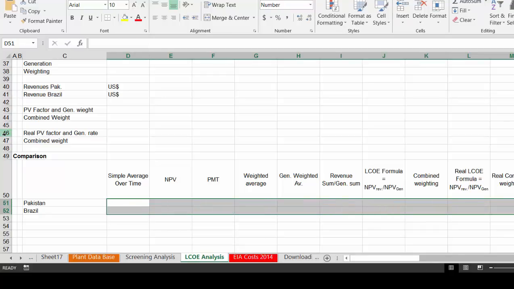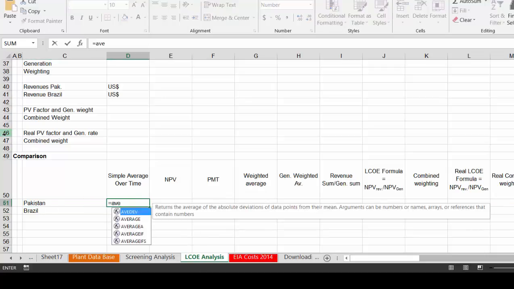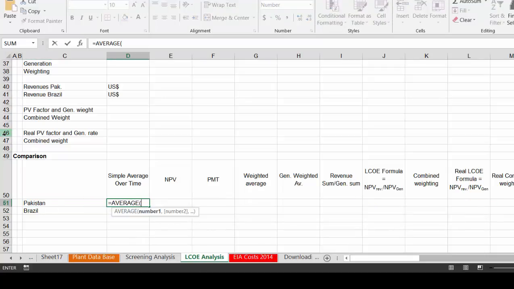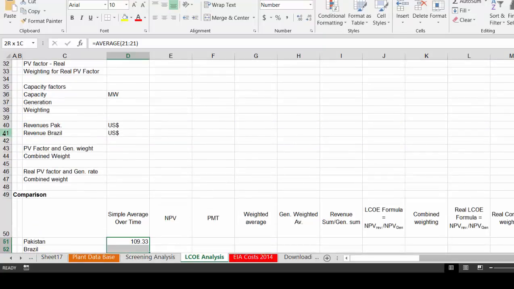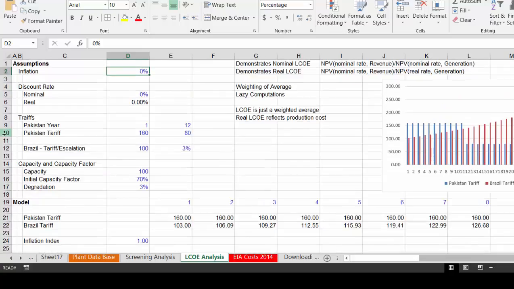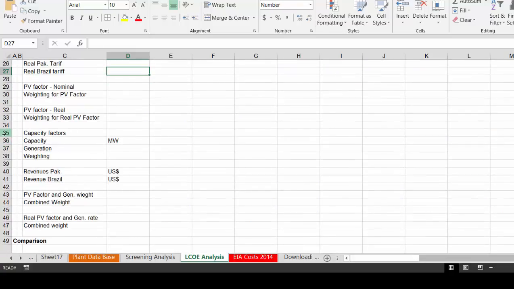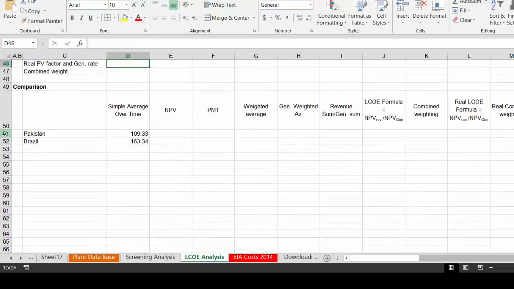Okay, if we say, well, let's just compute the simple average. So just get the average, tab, and get to the numbers here, and since I have no numbers, I'm going to be lazy and just go down. So the average is higher for Brazil because we have the rates that increase. We haven't made any sort of adjustment for the generation or the present value.